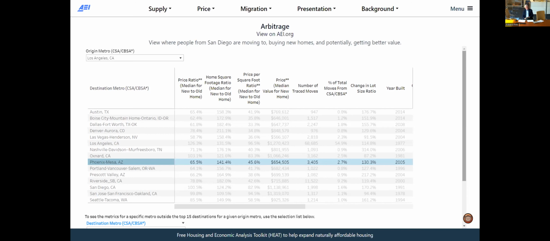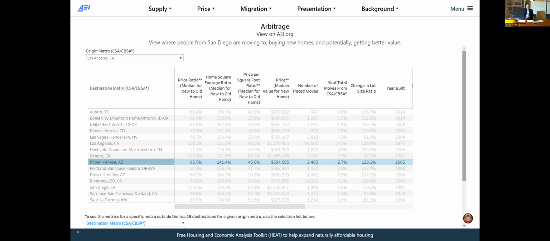So now you're seeing, in part, why people are moving from LA to other areas of the state, other areas of LA County. Within LA County, but in particular moving out of LA County, within the state of California and outside the state of California.